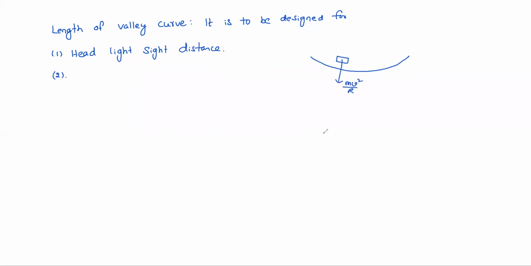That centrifugal force will be varying. Because of that centrifugal force, the passengers may feel discomfort. So we need to take care of that also. So second one is comfort condition. Comfort condition is based on rate of change of centrifugal acceleration.